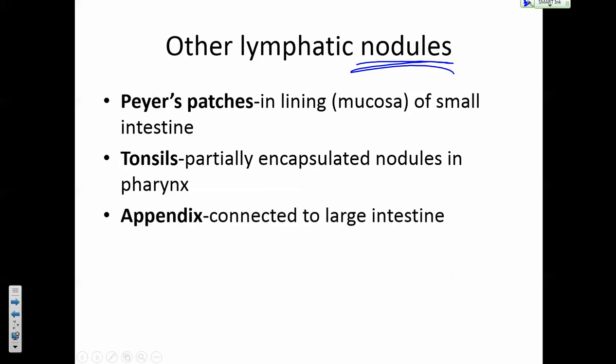Okay, your appendix. You've heard of your appendix. It's kind of like the tonsils, but it's connected to your large intestine, which is where a lot of pathogens could be.